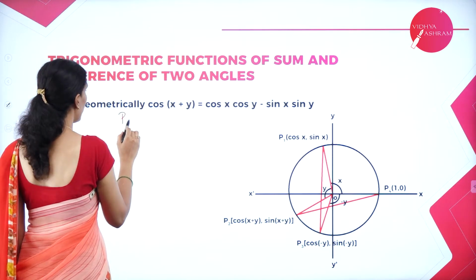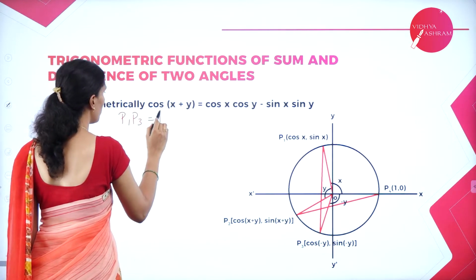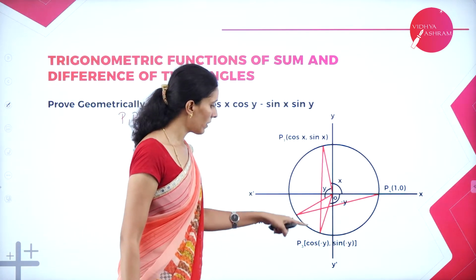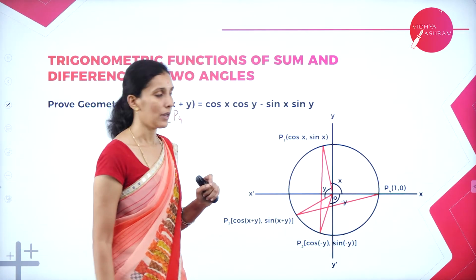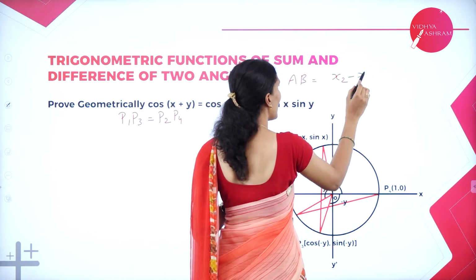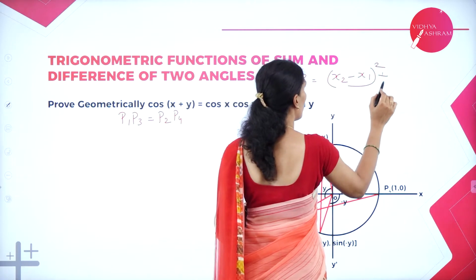So P1 P3 is equal to P2 P4. How to find the distance of P2 to P4? Using the distance formula. So remember, in your earlier classes, you have studied the distance formula.